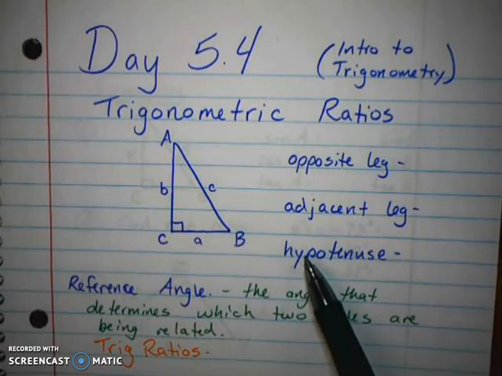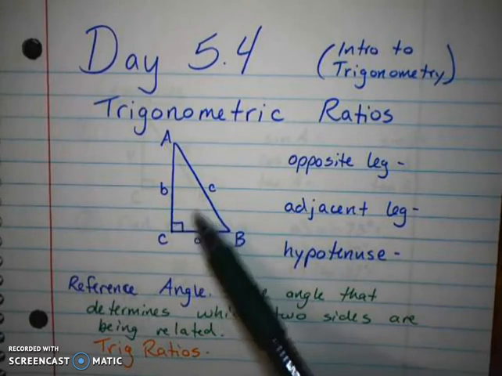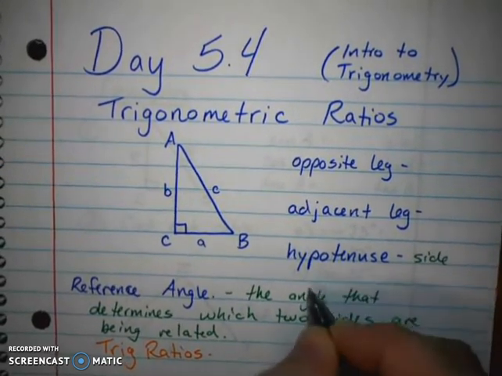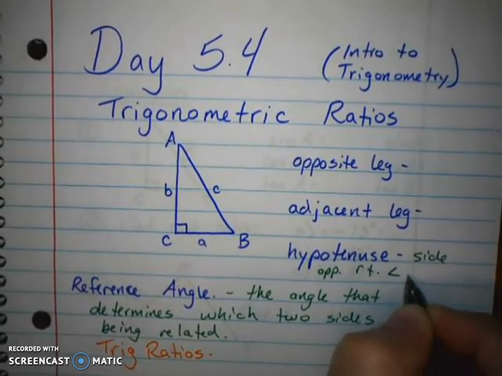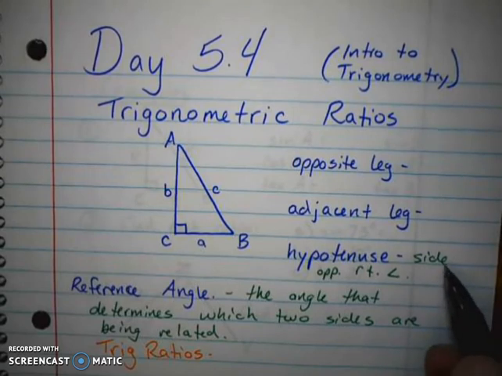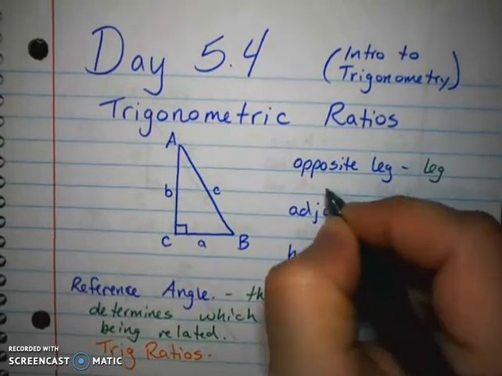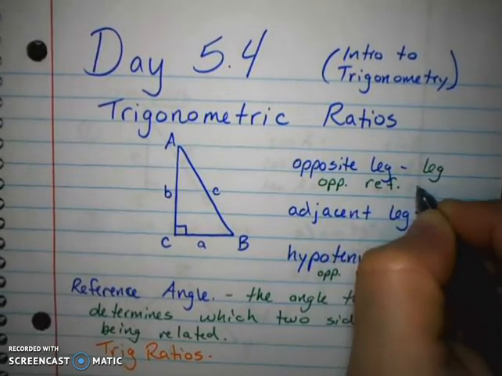Now, again, the hypotenuse never changes depending on what your reference angle is. Hypotenuse is always across from the right angle, so that one is fixed. Okay? Side that is opposite the right angle. That's what the hypotenuse is. Okay? The opposite leg is the leg that is opposite the reference angle.